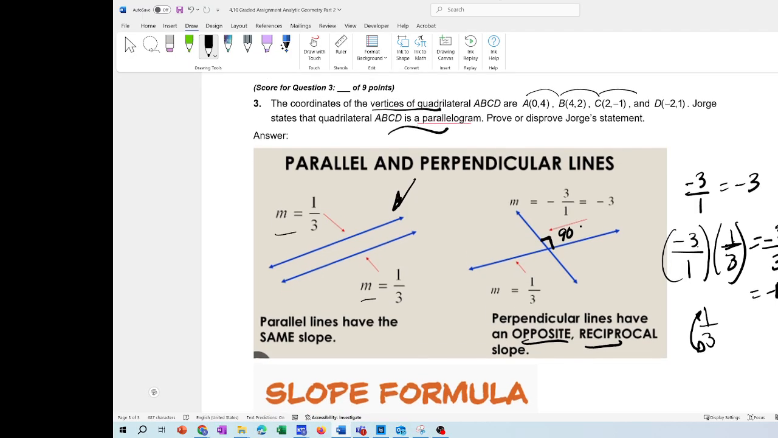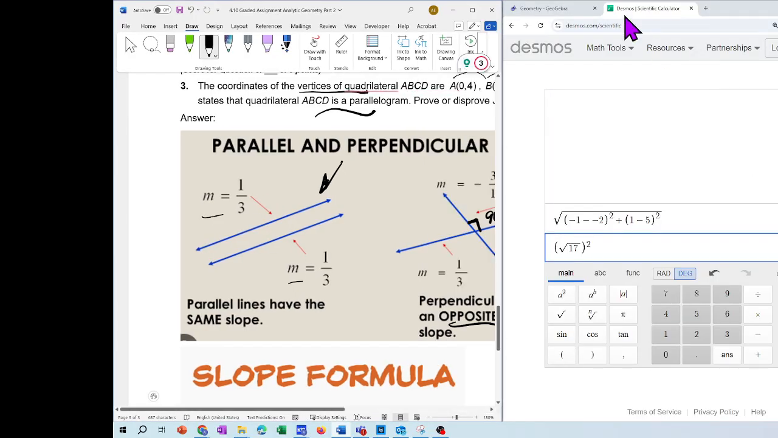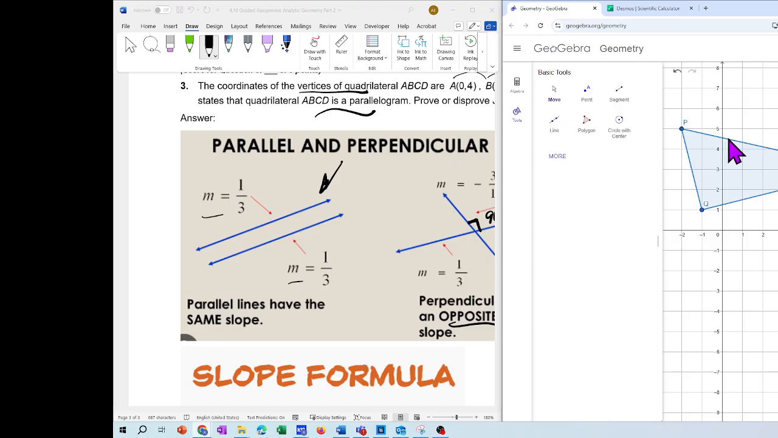We're going to calculate the slopes. So the first thing I want for you guys to do is graph. That's going to help you a lot. So I'm going to use GeoGebra. I'm going to erase this. And I'm going to create this new quadrilateral. Okay, so let's follow.